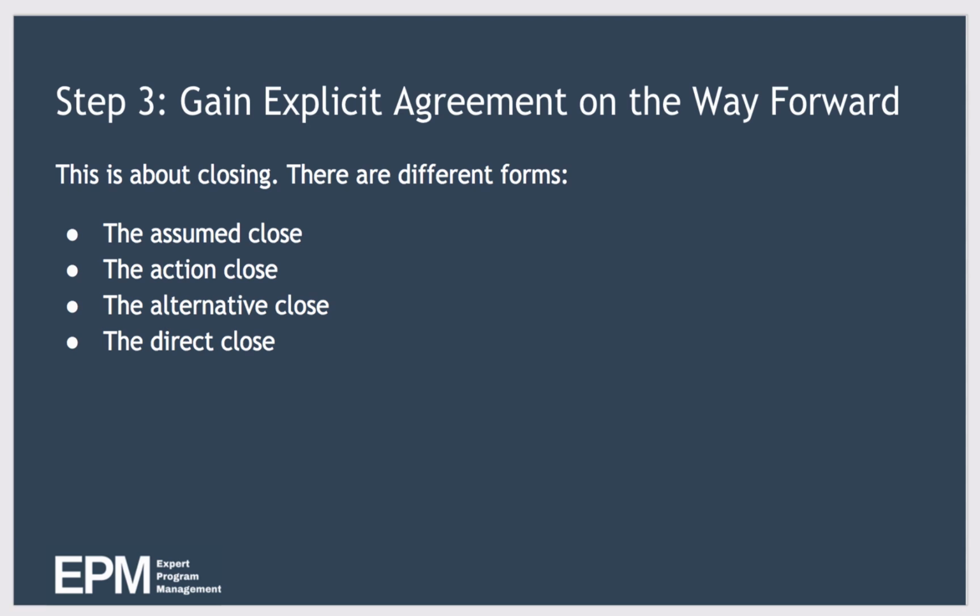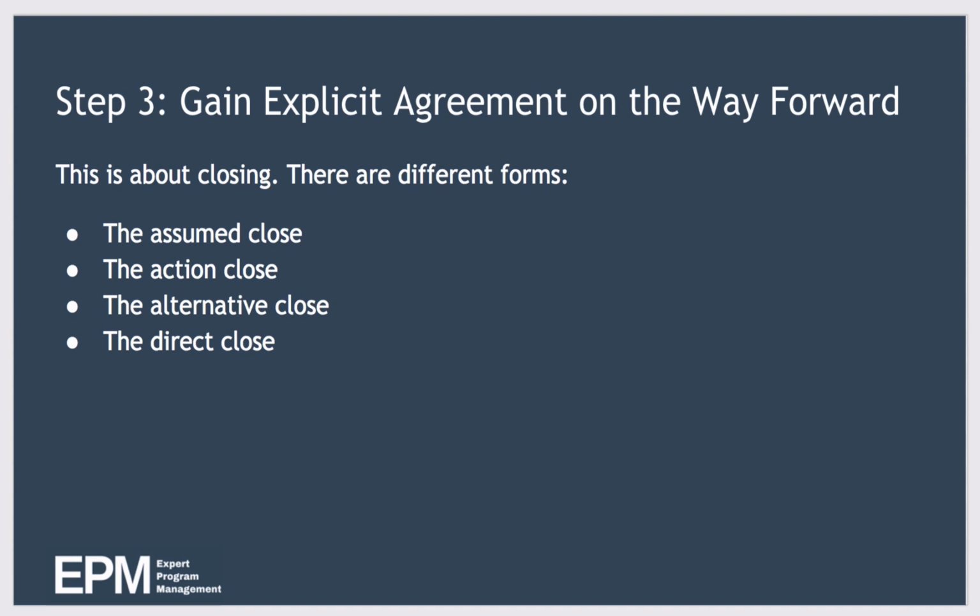So step 3, gaining explicit agreement on the way forward. Now, this step is about closing. And closing isn't just for salespeople. Everyone who wants to influence others needs to learn how to close. And there are 4 types of close we're going to look at today.